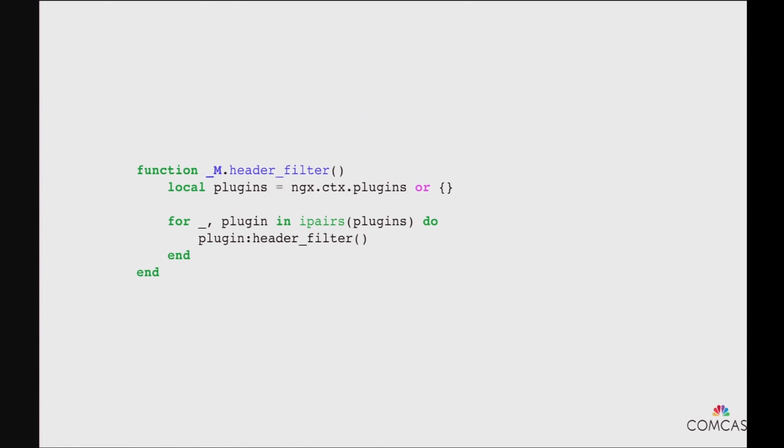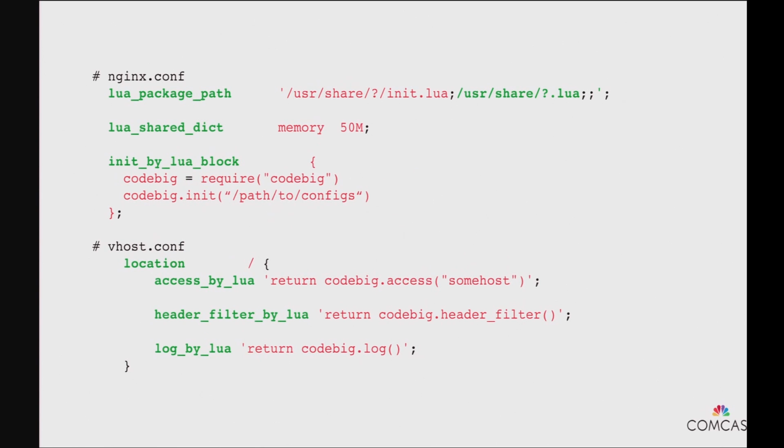And then the rest of the phases, the access phase is the most complicated one because it's setting everything up per request, right? The rest of them just look like this. Oh, hey, we're in the header filter phase. Get me the plugins, loop through them, call all of their callbacks. So this is a really nice structure. And this is reflected in the configuration file too.